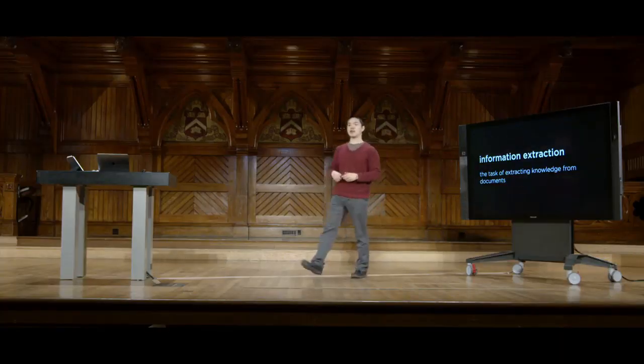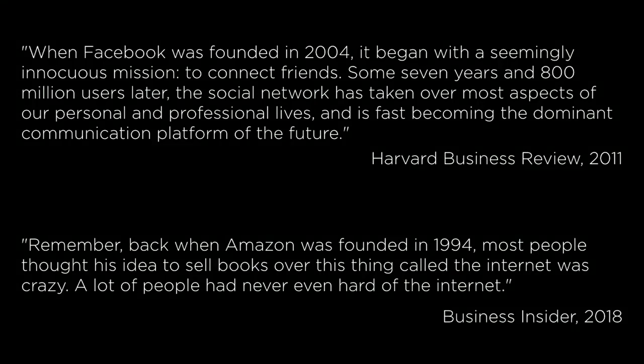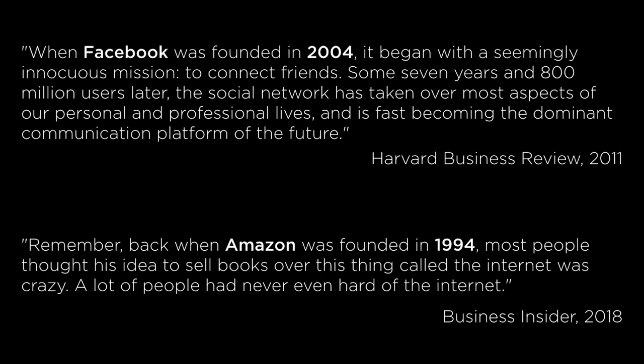So let's take a look at an example. I'll give you two samples from news articles. Here up above is a sample of a news article from the Harvard Business Review that was about Facebook. Down below is an example of a Business Insider article from 2018 that was about Amazon. And there's some information here that we might want an AI to be able to extract. Information, knowledge about these companies. In particular, let's say I want to know data about when companies were founded. I want to know that Facebook was founded in 2004, Amazon founded in 1994, that is important information that I happen to care about.